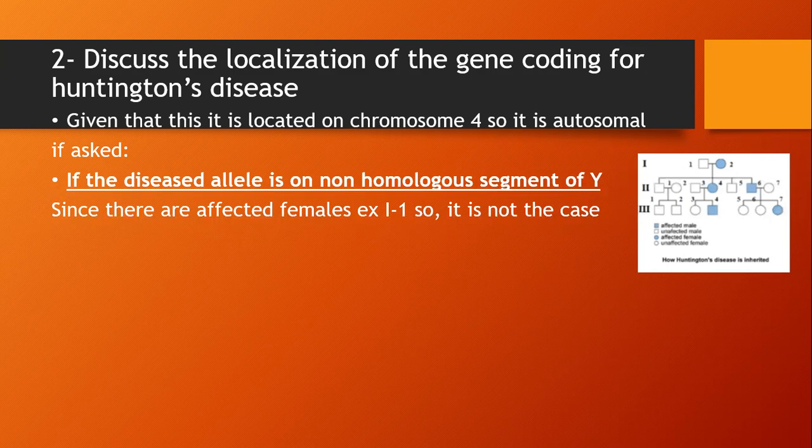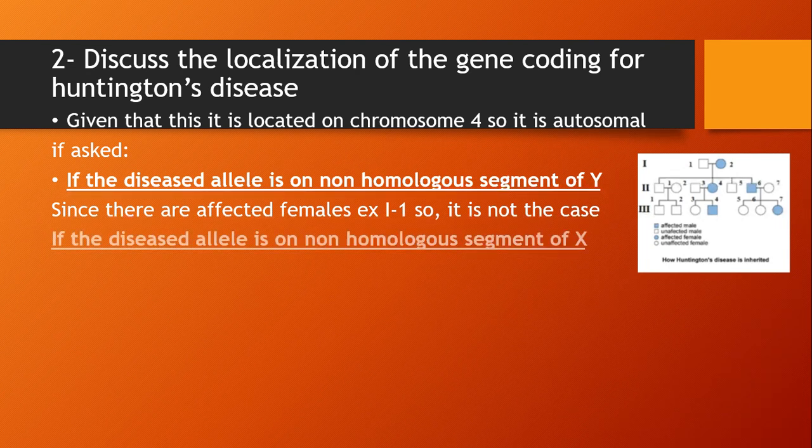For more clues, you can refer to an affected male with his normal, healthy father. So you can say that if the diseased allele is located on the non-homologous part of Y, then the male, in this case 3, 4, his genotype is supposed to be X Y capital D, and he should inherit the Y capital D from his father, but his father appears to be phenotypically normal, so it is not the case.